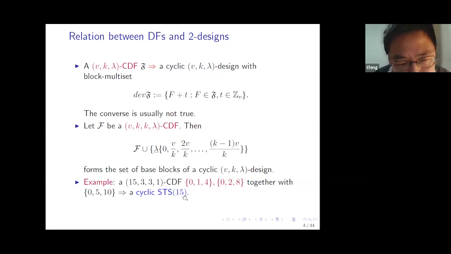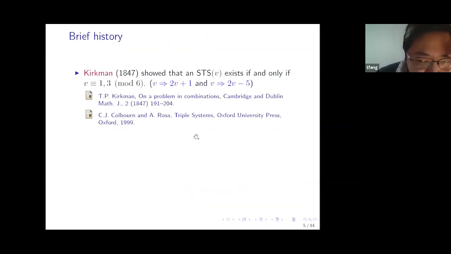Anyway, as a summary, if we want to construct a cyclic design without short orbits, we can try to construct a (v,k,lambda) cyclic difference family. If we want to construct a cyclic design with a short orbit, we can use a (v,k,k,lambda) cyclic difference family. In the following, I give a short, brief introduction to the study of cyclic designs.